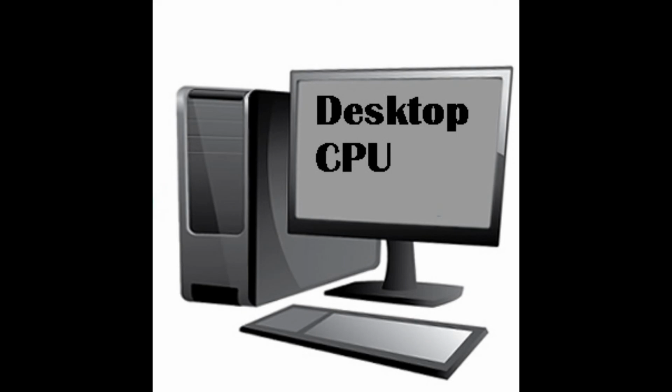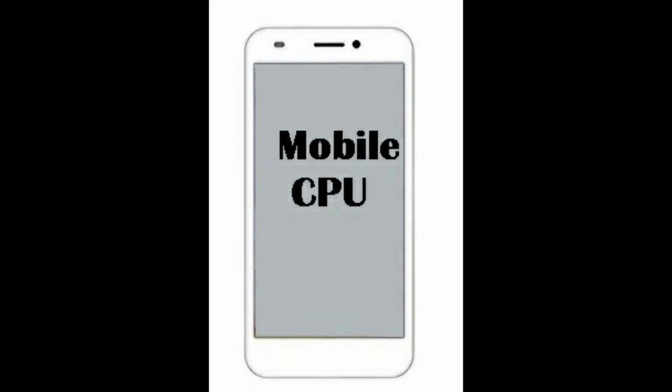When we talk about a desktop CPU, we invariably are referring to that specific piece of hardware. A desktop CPU is the brain of the computer. While in the smartphone CPU, the term processor more closely refers to the system on a chip, SoC, architecture. So, how are they different?